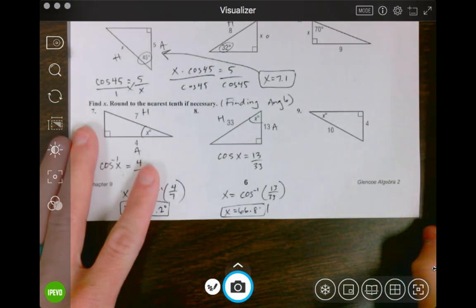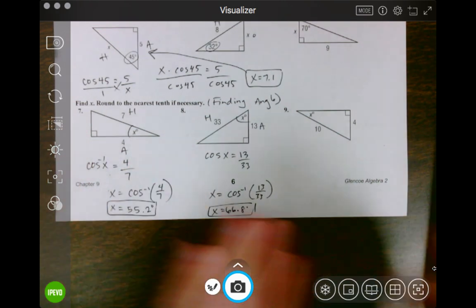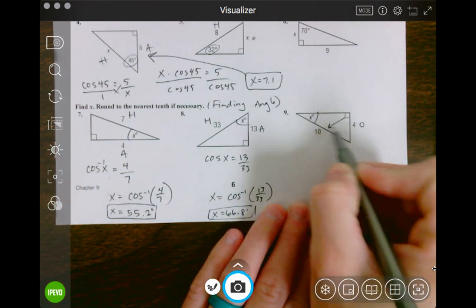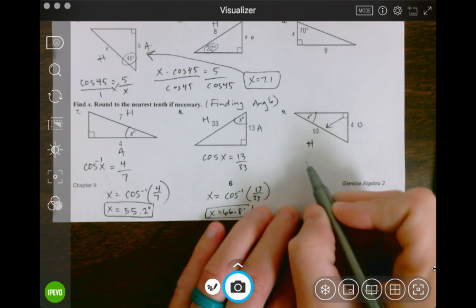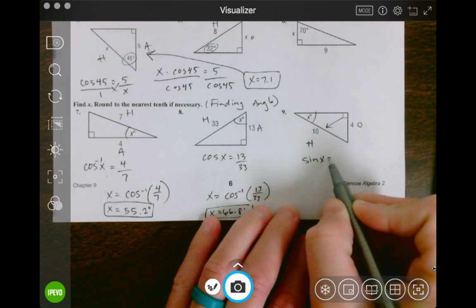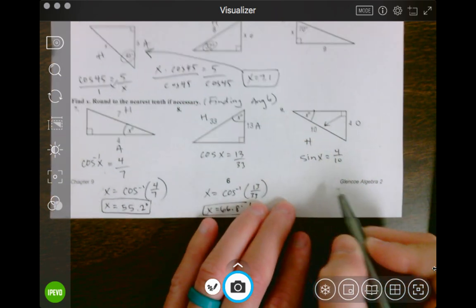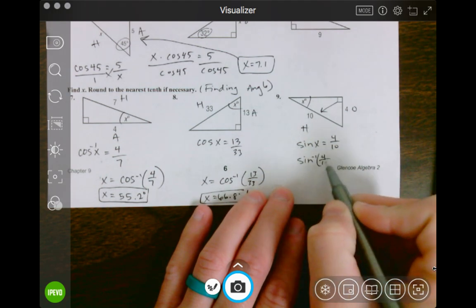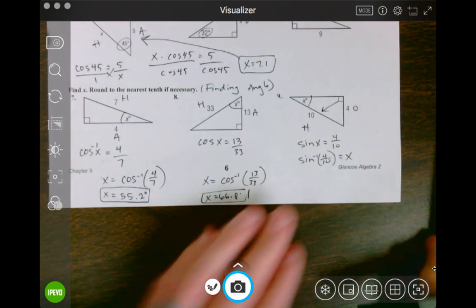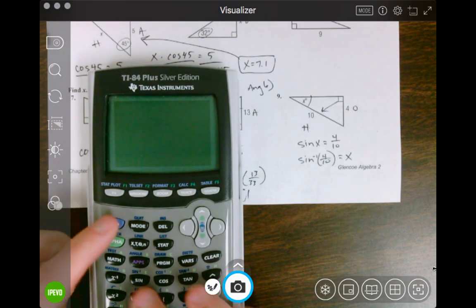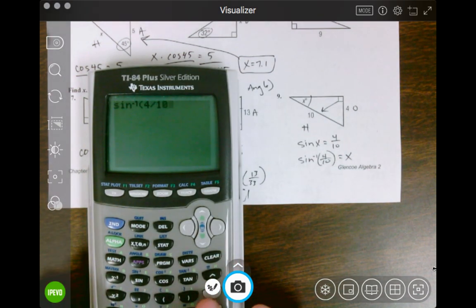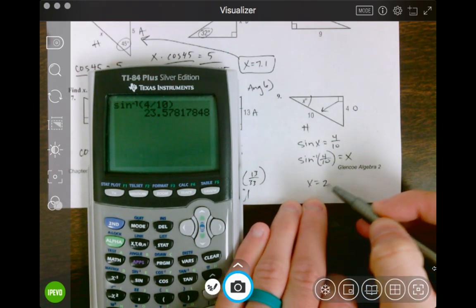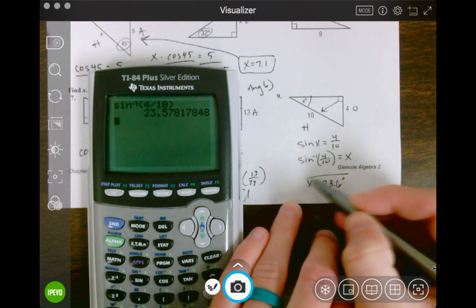I'll go ahead and do the last one. Here's x, so it's given opposite over hypotenuse, so that would be sine. So sine x equals 4 over 10. So to find my angle, I need to take sine inverse of 4 over 10 to get me x. So same thing, sine inverse, 4 over 10. So x is going to give me 23.6 degrees.